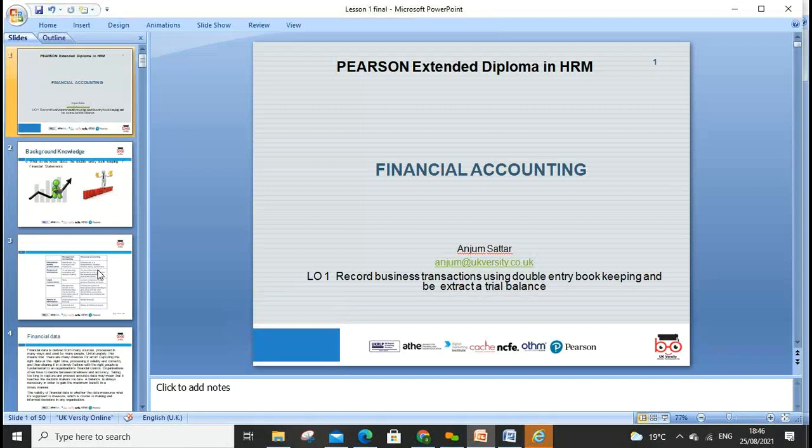Today in our lesson we'll go through LO1, Learning Outcome 1: record business transactions using double entry bookkeeping, and prepare the trial balance from the double entry bookkeeping. If you're a bookkeeper, you have to prepare accounts up to the trial balance. From the trial balance, we prepare our financial statements.